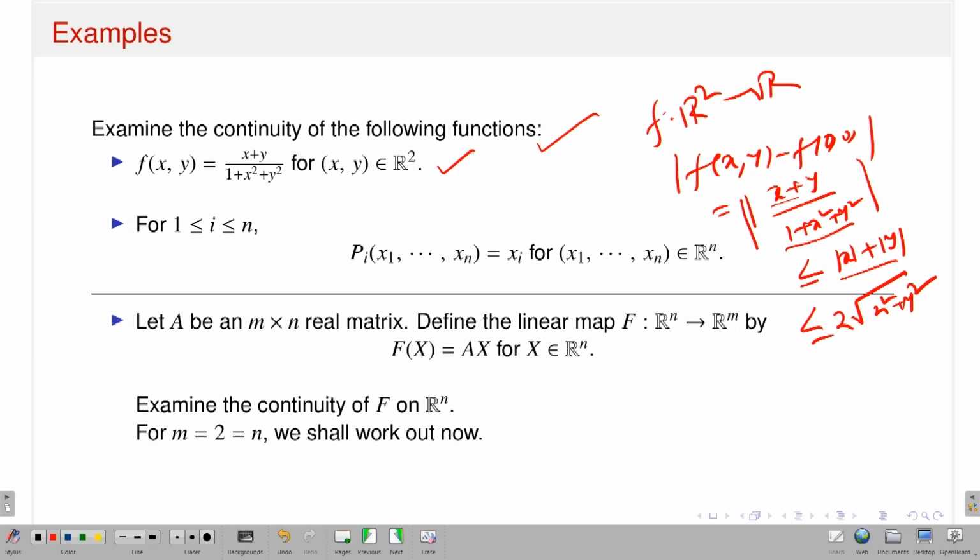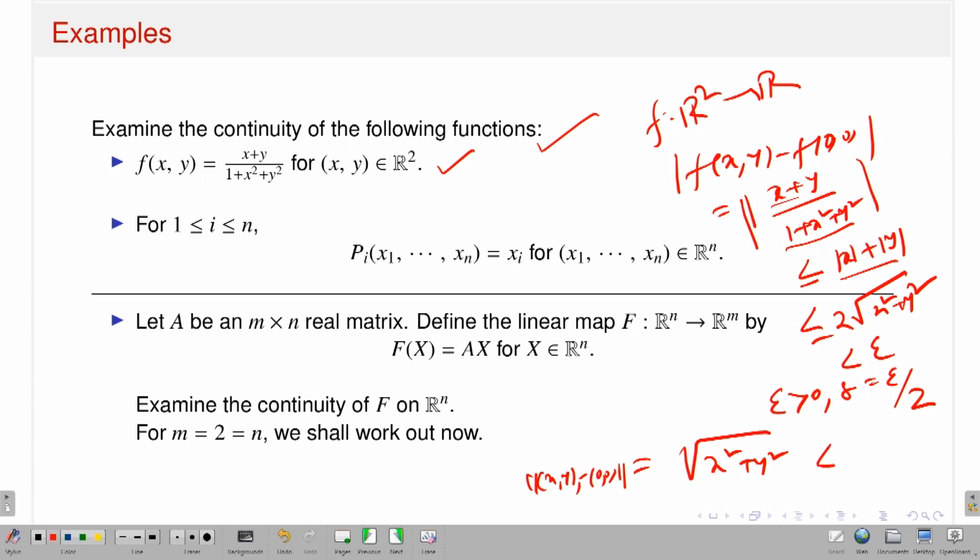Once this is done, the rest of the part is okay. Given epsilon positive, choose delta equal to epsilon by 2. Then I can make this less than epsilon whenever square root of x square plus y square, which is nothing but the norm of (x,y) minus (0,0) in 2 dimensions, is less than delta, and that implies the continuity of f at the point (0,0). At the non-zero points you can do a similar trick, and you will be able to prove that this is a continuous function.